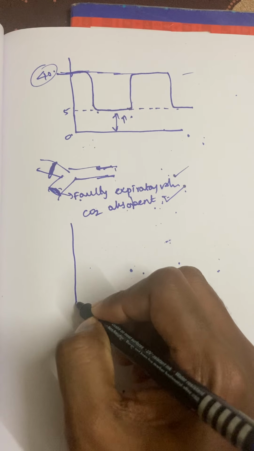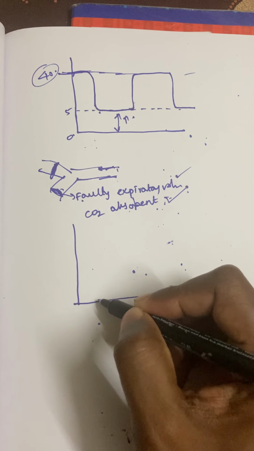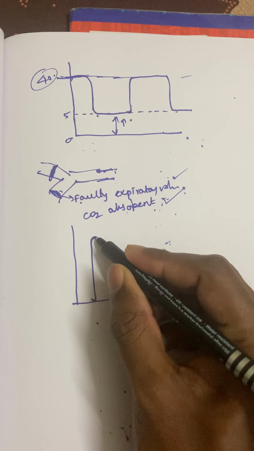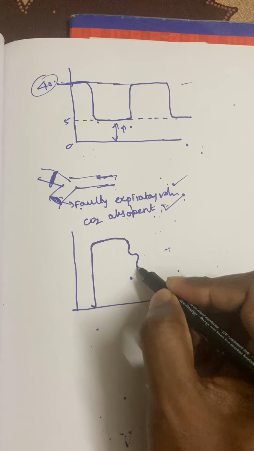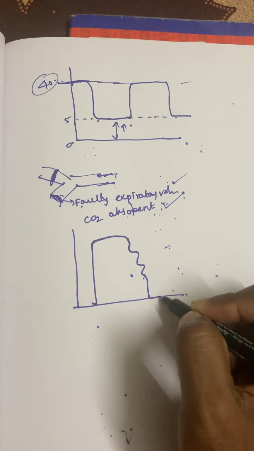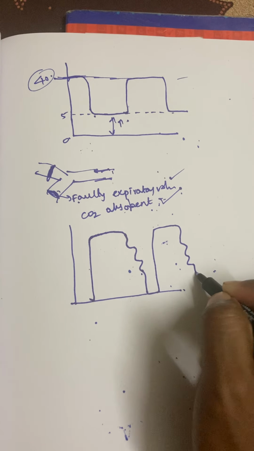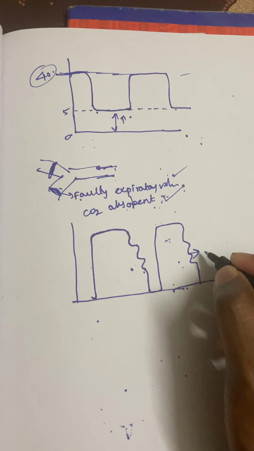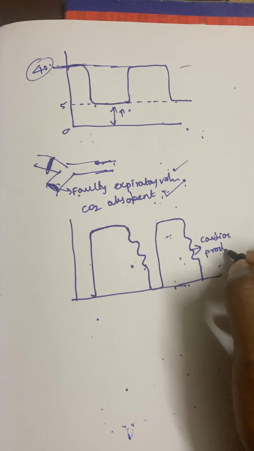Another thing is cardiac oscillations. If the patient is taking regular breaths, baseline 0 is reached and the next breath's EtCO2 waveform follows, then during the phase of expiration there will be some cardiac oscillations. I'm not good at drawing these pictures, I'm just drawing like that. These oscillations are cardiac oscillations, which are more pronouncedly seen in pediatric patients.